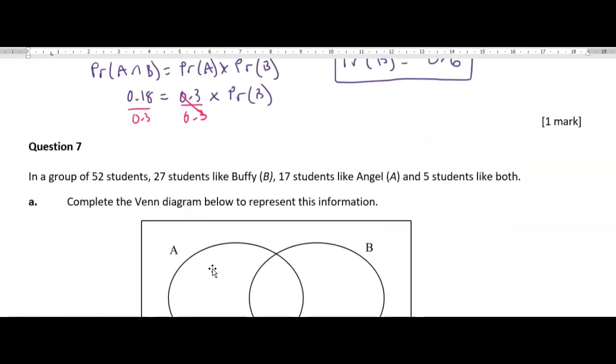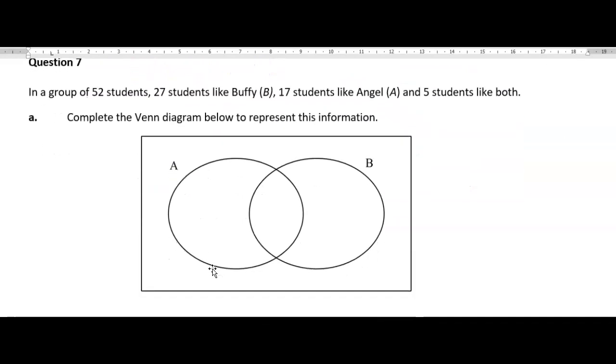Question 7. In a group of 52 students, 27 like Buffy, 17 students like Angel, and 5 students like both. It's quite interesting when I see Buffy and Angel, because I think I was in high school when Buffy the Vampire Slayer came out. So I wonder whether any of you actually know who Buffy and Angel are. All right, complete the Venn diagram below to represent this information.